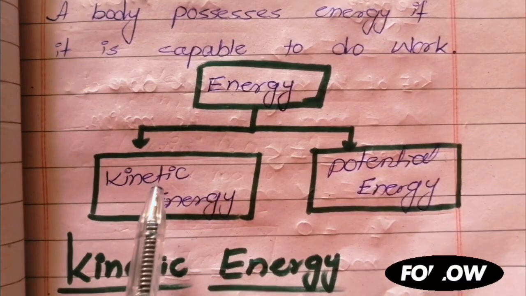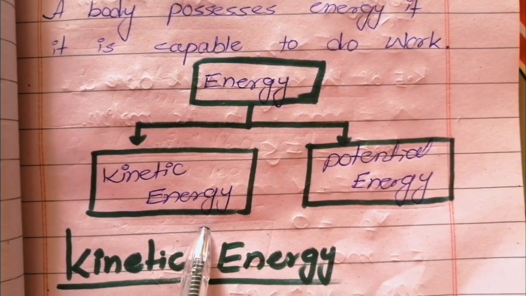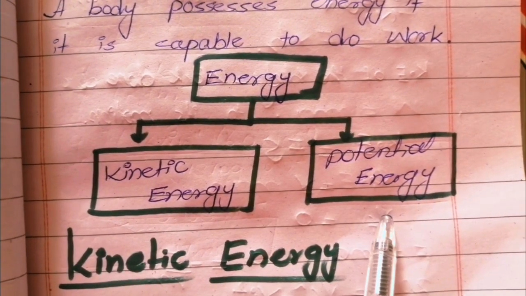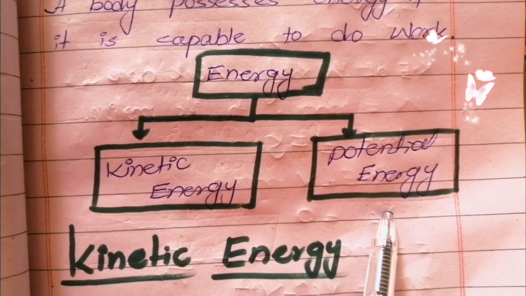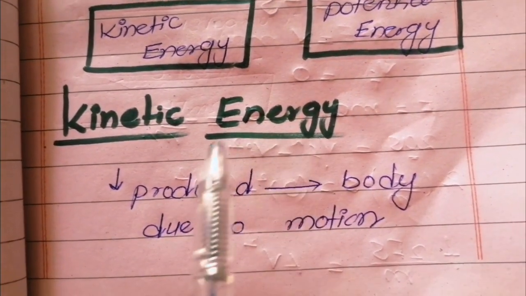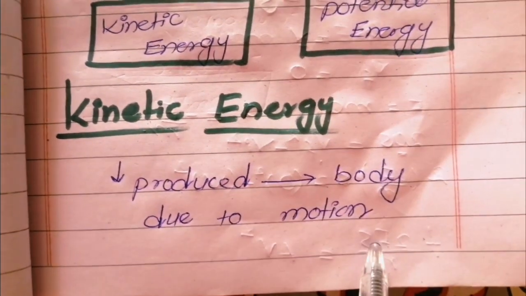Kinetic energy is present in a body due to the movement of the body. Potential energy is present in a body due to the position of the body. So, kinetic energy is the energy which is produced in the body due to the movement, due to the motion of the body.